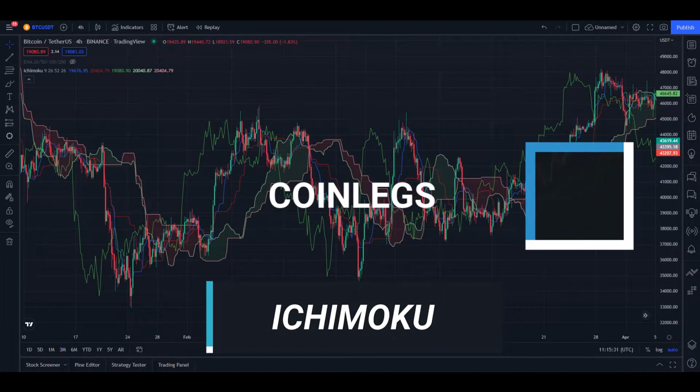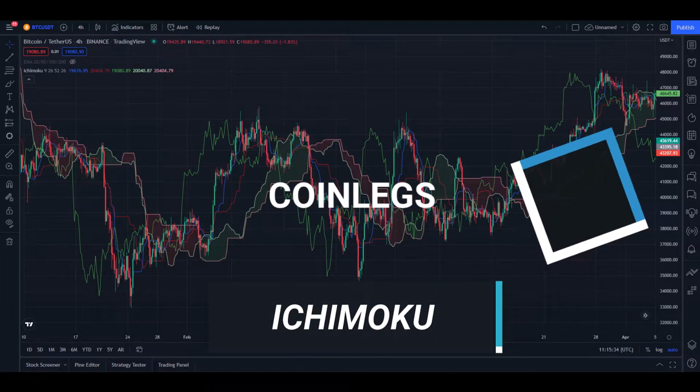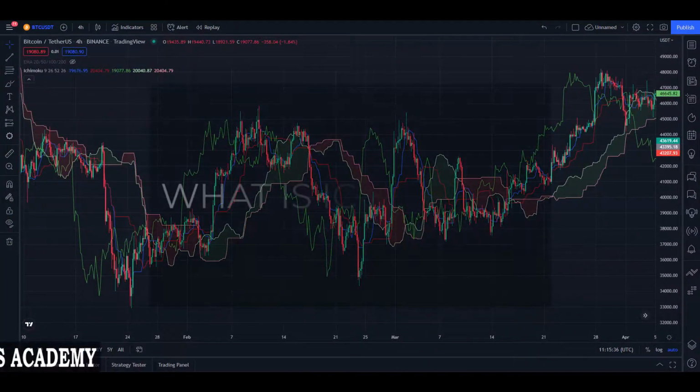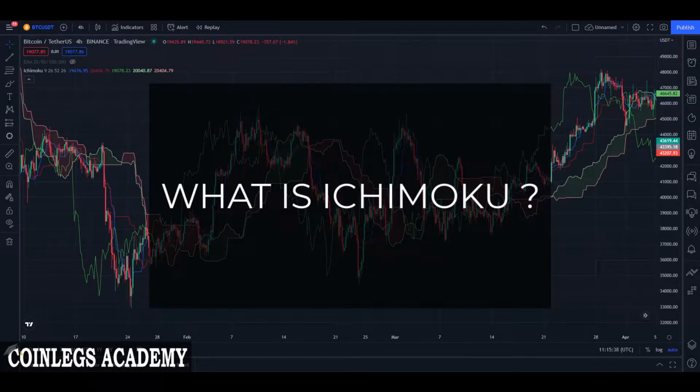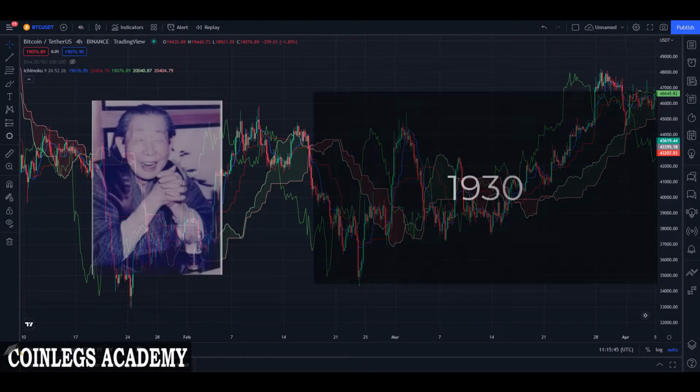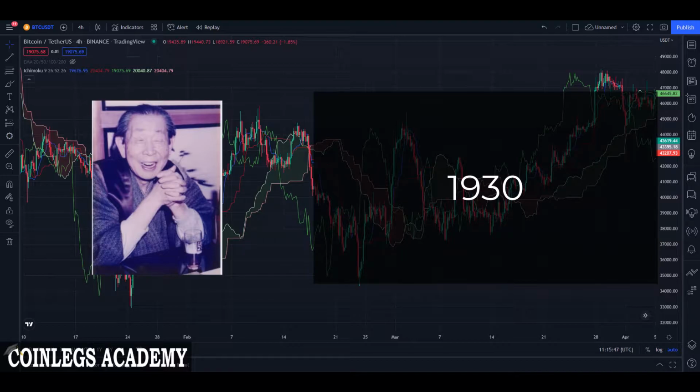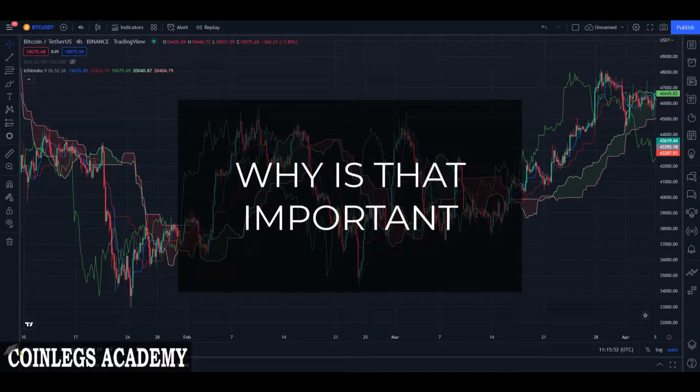Today we are going to learn how to use the Ichimoku indicator. What is Ichimoku? Ichimoku is a technical analysis method, which means equilibrium chart overview in Japanese. Created by a Japanese journalist named Goichi Hosoda in the late 1930s. But why is that important and how can we use it? This method, which includes many technical analysis tools, is a momentum indicator that helps in determining support, resistance and trends.